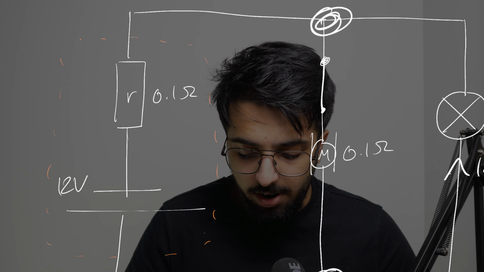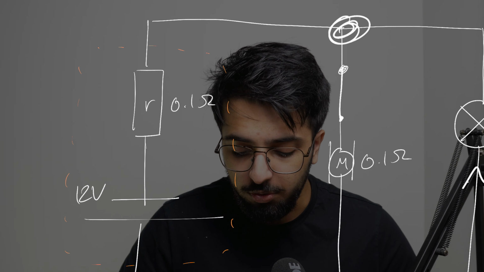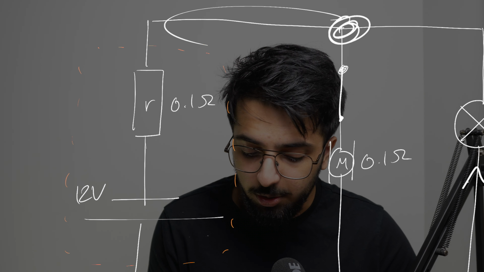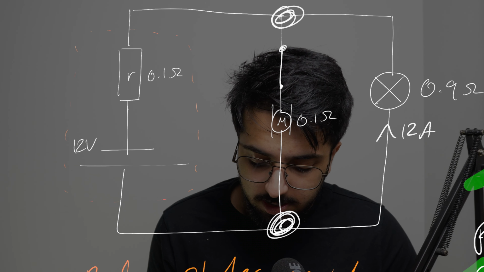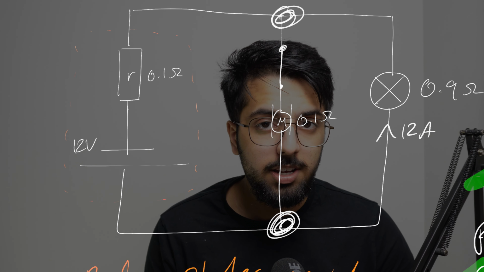As we can see here, our internal resistance does not share both of the nodes. It shares this node right here. However, it does not share this node, because we can see here that our power supply is in the way.